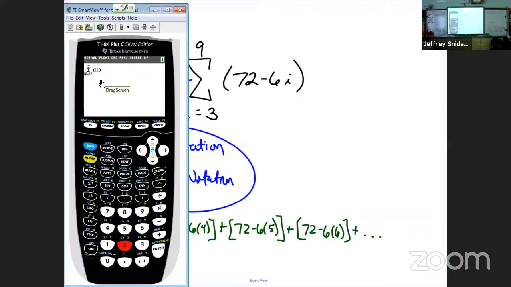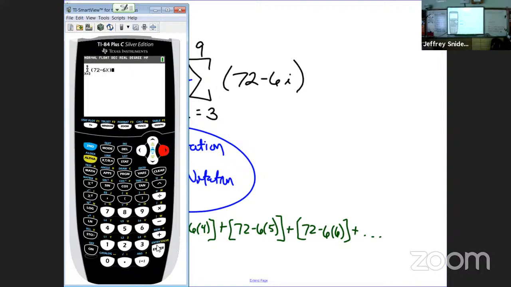Now, on the 84, if you're using a graphing calculator, what you do here is you always type the variable x. So I'm going to put x, and it's going to go from 3. Now I have to hit the right arrow to get to the top. Okay? So this is the lower index of summation. This is the upper index, 9. So I'm going to add terms 3 through 9. And then over here, I literally put down what the rule is for the nth term. I have to use this variable. So I'm not going to put 72 minus 6i. I'm going to put 72 minus 6x.